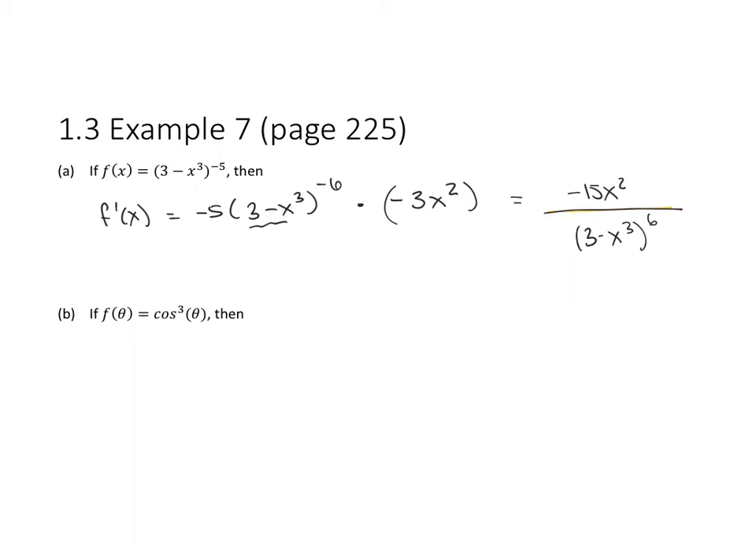Let's look at part B. It's asking us to find the derivative of cosine cubed theta. Now, the most important part about this one is to remember, or maybe to learn if you don't already know, that cosine cubed is not real. That's not how we're supposed to do cosine cubed.